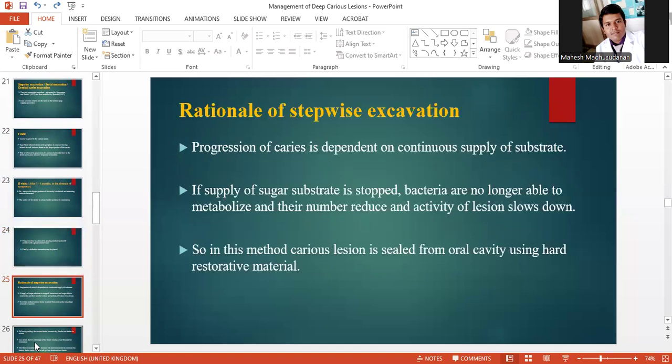And the rationale of stepwise excavation: progression of caries is dependent on continuous supply of substrate, and if the supply of sugar substrate is stopped, bacteria are no longer able to metabolize and their number reduces and activity of the lesion slows down. So in this method, the caries lesion is sealed from the oral cavity using hard restorative material.